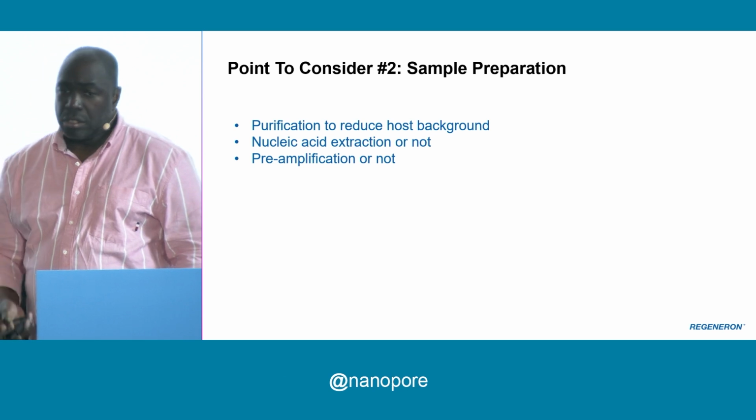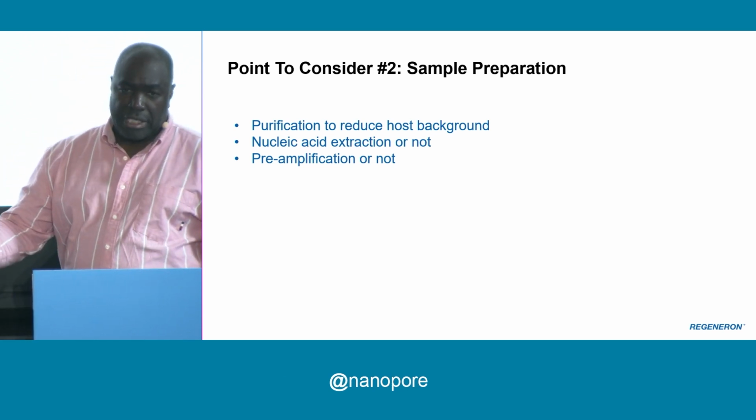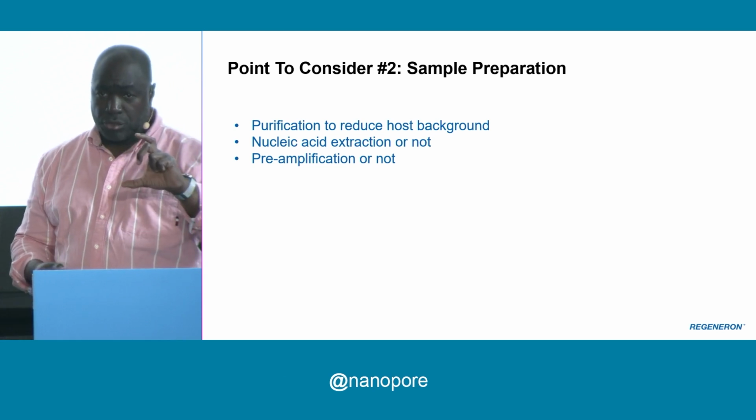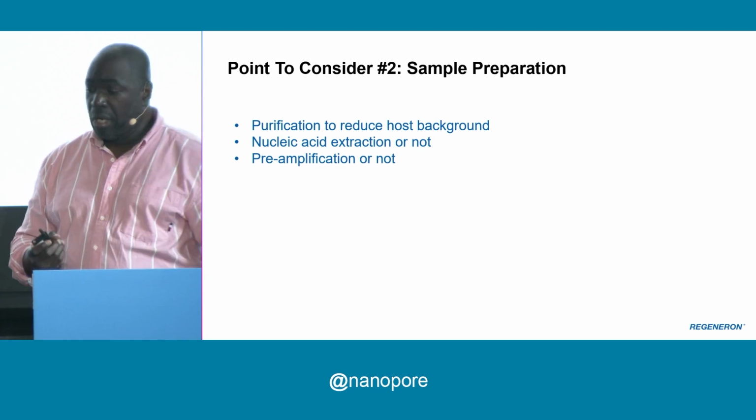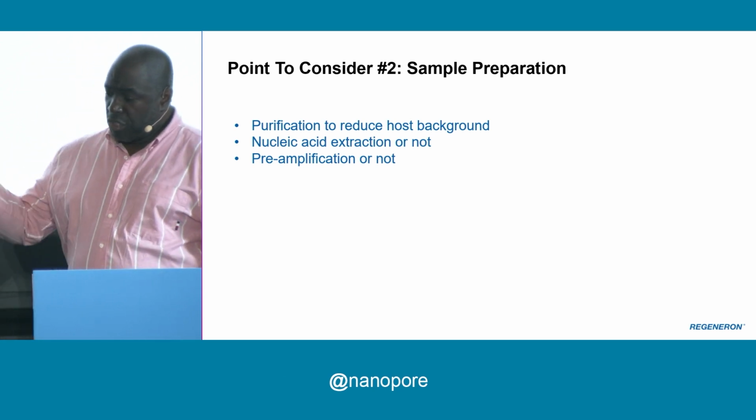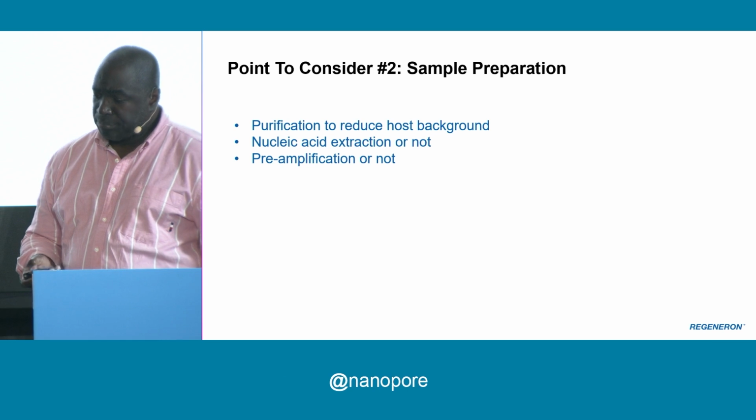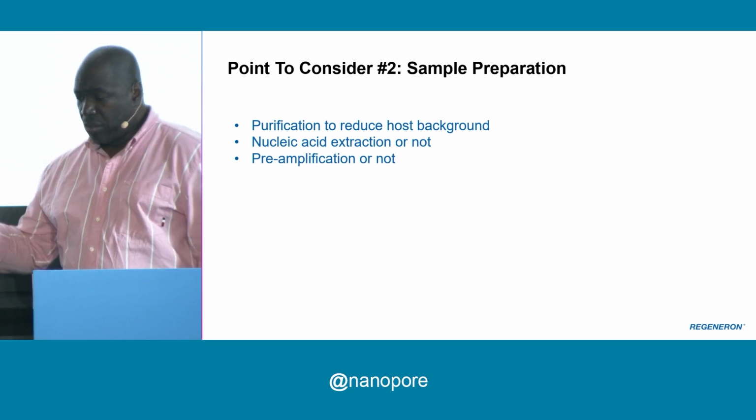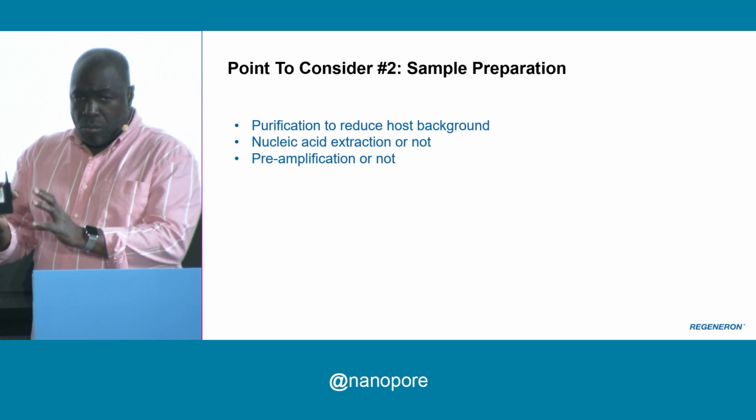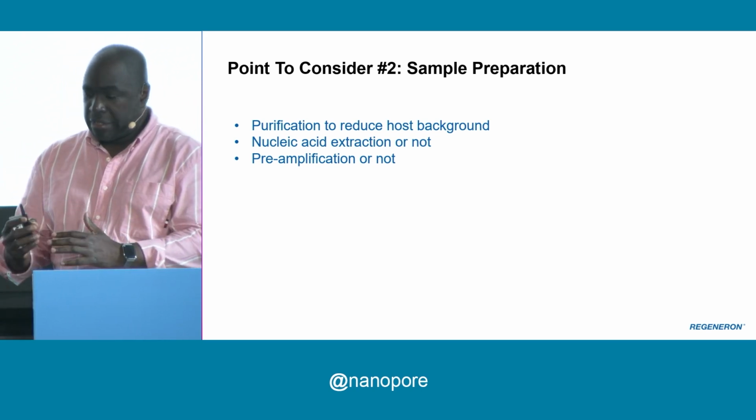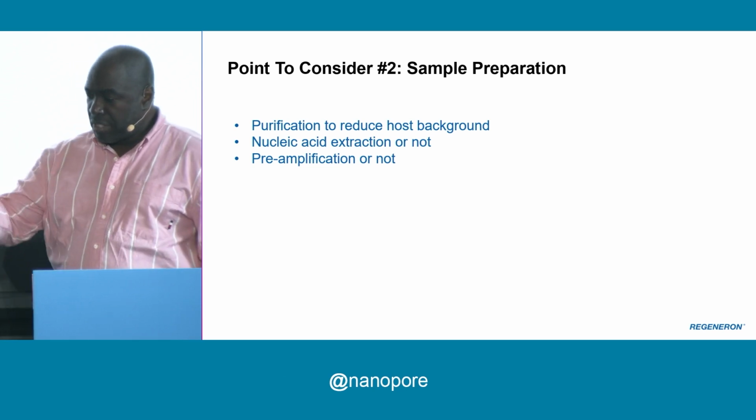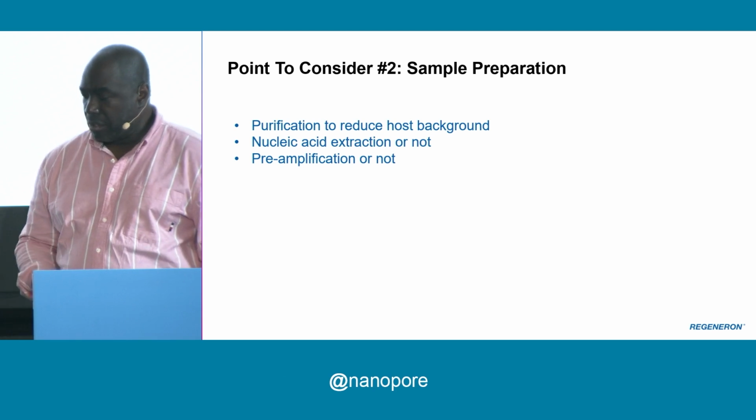Nucleic acid extraction or not: in this case, we didn't do nucleic acid extraction, but we are planning on doing it so that we can increase the volume and concentrate the DNA so that we can hopefully increase the sensitivity here. Pre-amplification or not: we're generating data with pre-amplification and no pre-amplification, no PCR. PCR tends to give us more reads, a little bit more sensitivity so far. But if we can skip that step to reduce the contamination, it is something that we might consider as well.